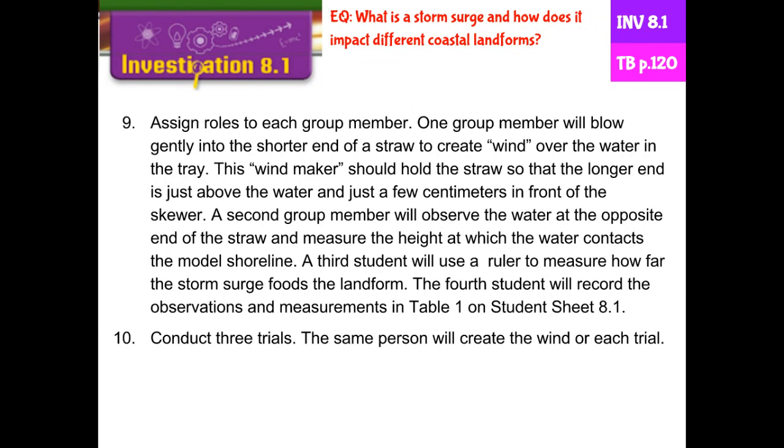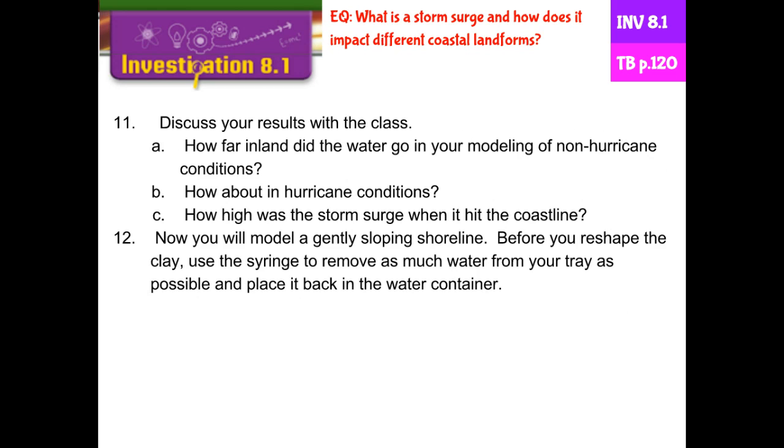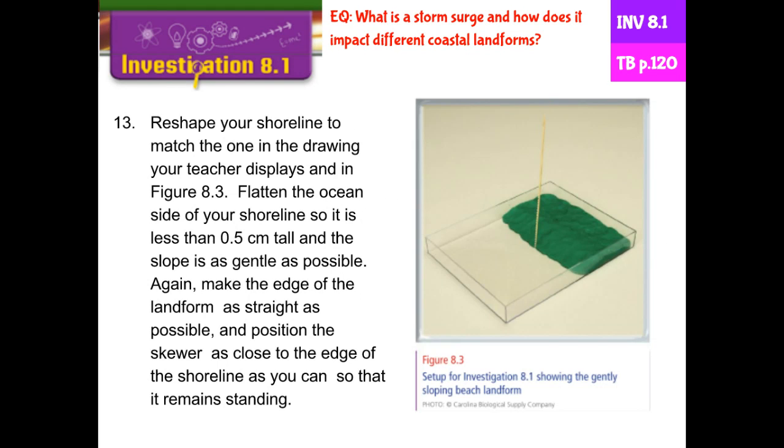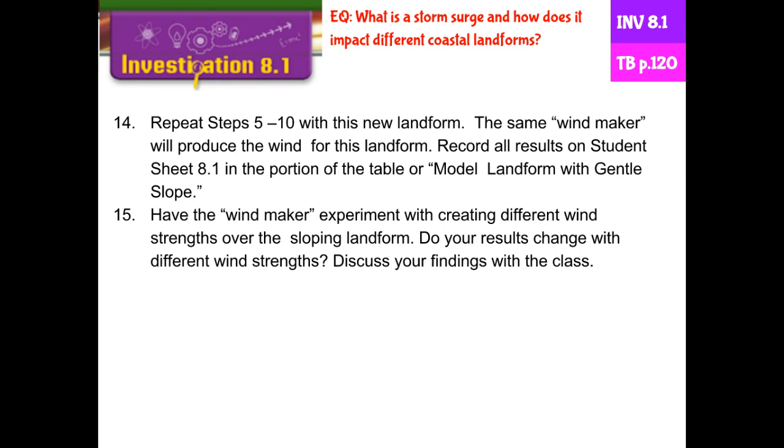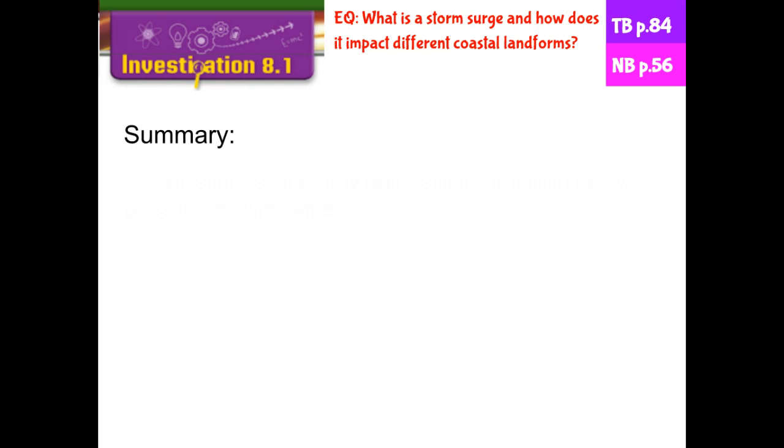So each person has a different role. One person's going to use the straw to create wind. Somebody else can be observing the water, and then use the ruler to measure how far the storm surge floods inland, and someone else to record the observations. You discuss how far inland the water went, if the hurricane conditions were correct, and how high the storm surge was when it hit the coastline. Then you'll be switching. We're not reshaping, but you're going to switch and then test the opposite landform. Repeat the steps, and then we'll be talking about this in class tomorrow.